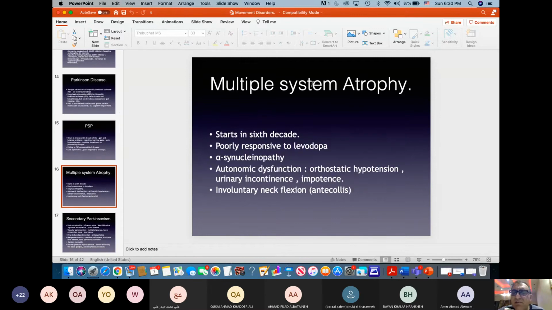Now, another one, multiple system atrophy. That's another Parkinson mimicker. These patients would have bradykinesia, rigidity, they might have tremor, and they would also have autonomic dysfunction. Now, these features, the autonomic dysfunction, will start early in the course of the disease. So the patient would have early orthostatic hypotension, early incontinence, early impotence, and so on. Parkinson patients might have these features, but later, not from the beginning, not early on.